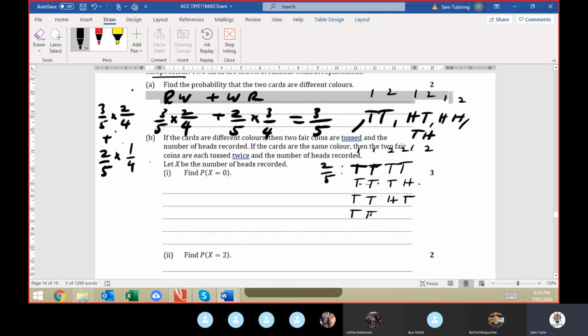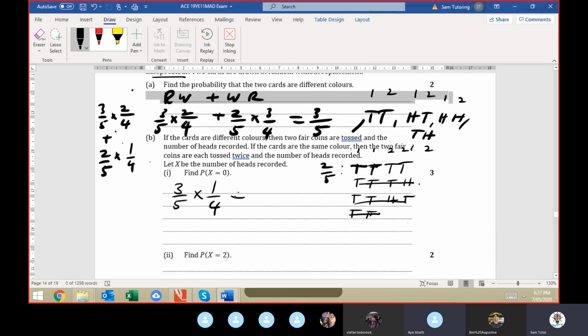Knowing that means technically you don't need any of this when you're trying to work out the probability that the number of heads recorded should be 0. That means technically you want to find the probability of getting 4 tails. Or you want to find the probability here of just getting 2 tails. So find the probability that number of heads recorded will be 0. Well, that will happen 3/5 of the time, at a half times a half, which is a quarter. In this case.